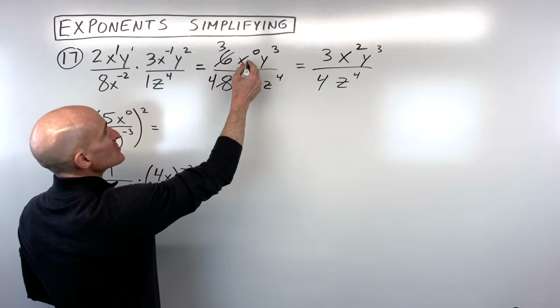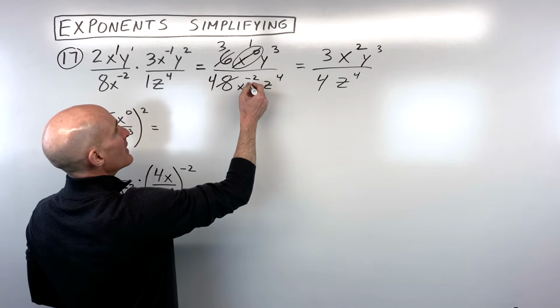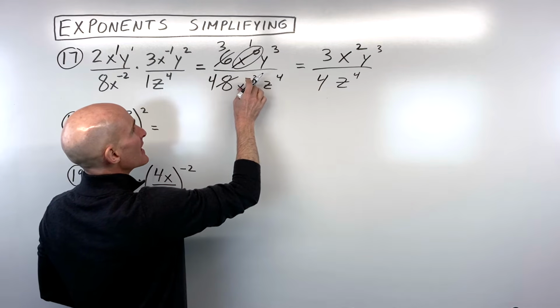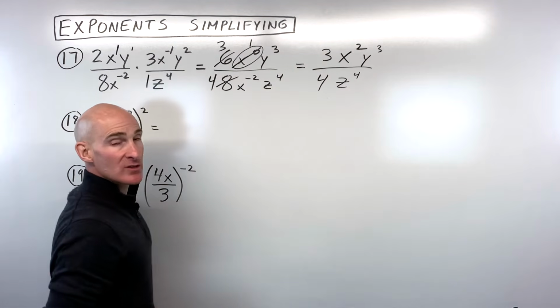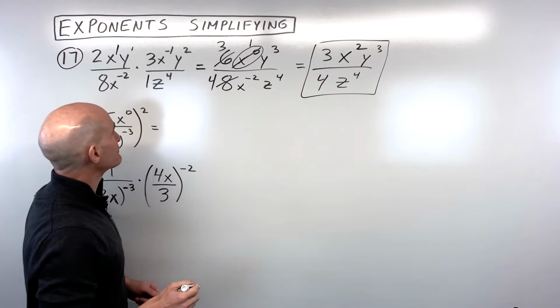Now another way to do this is you could say x to the 0 is equal to 1. And then this x to the negative 2, because it's a negative exponent, we can take the reciprocal and move it to the other side of the fraction bar. That's another way to look at it.